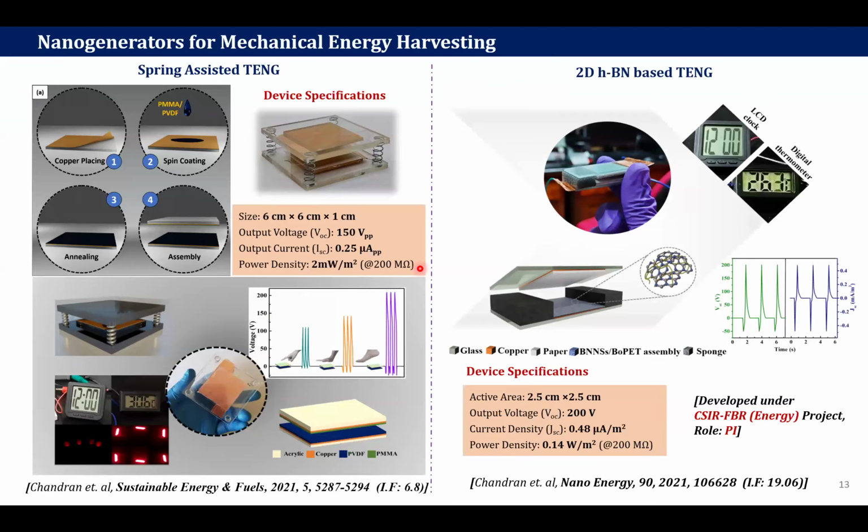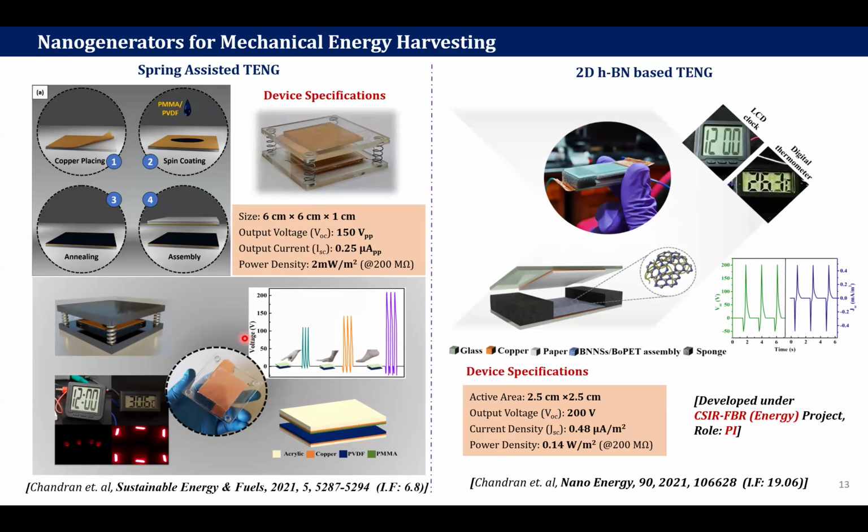Coming to the nanogenerator devices, the very first device we have developed is a spring-assisted nanogenerator, basically using PVDF and PMMA films which are spin coated on copper. The power density we have got is around 2 milliwatt per meter square.